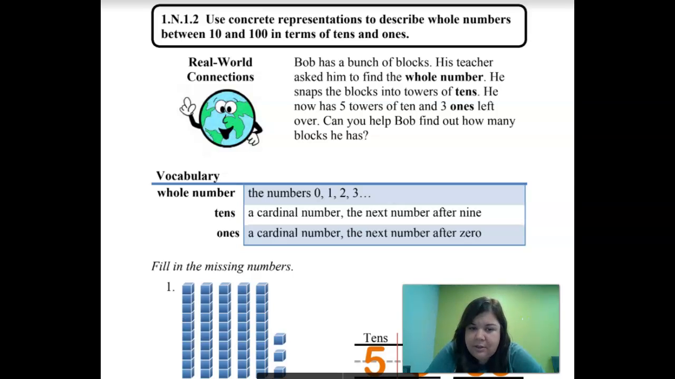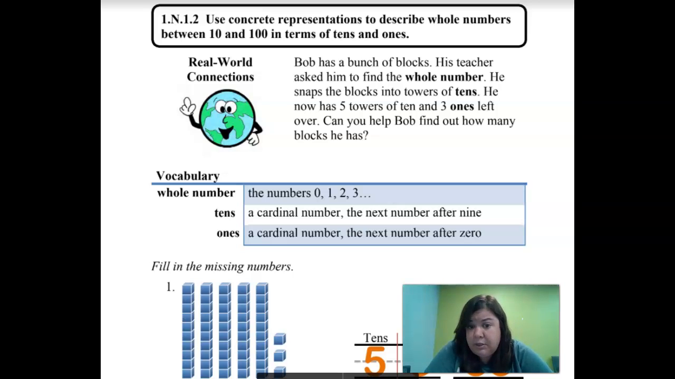This week we are working on 1N.1.2, and that standard says that we're going to use concrete representations to describe whole numbers between 10 and 100 in terms of tens and ones. That's also called place value. And when we talk about concrete representations, we can use number blocks or you can use toys. It just means you have something there that'll help you count with.